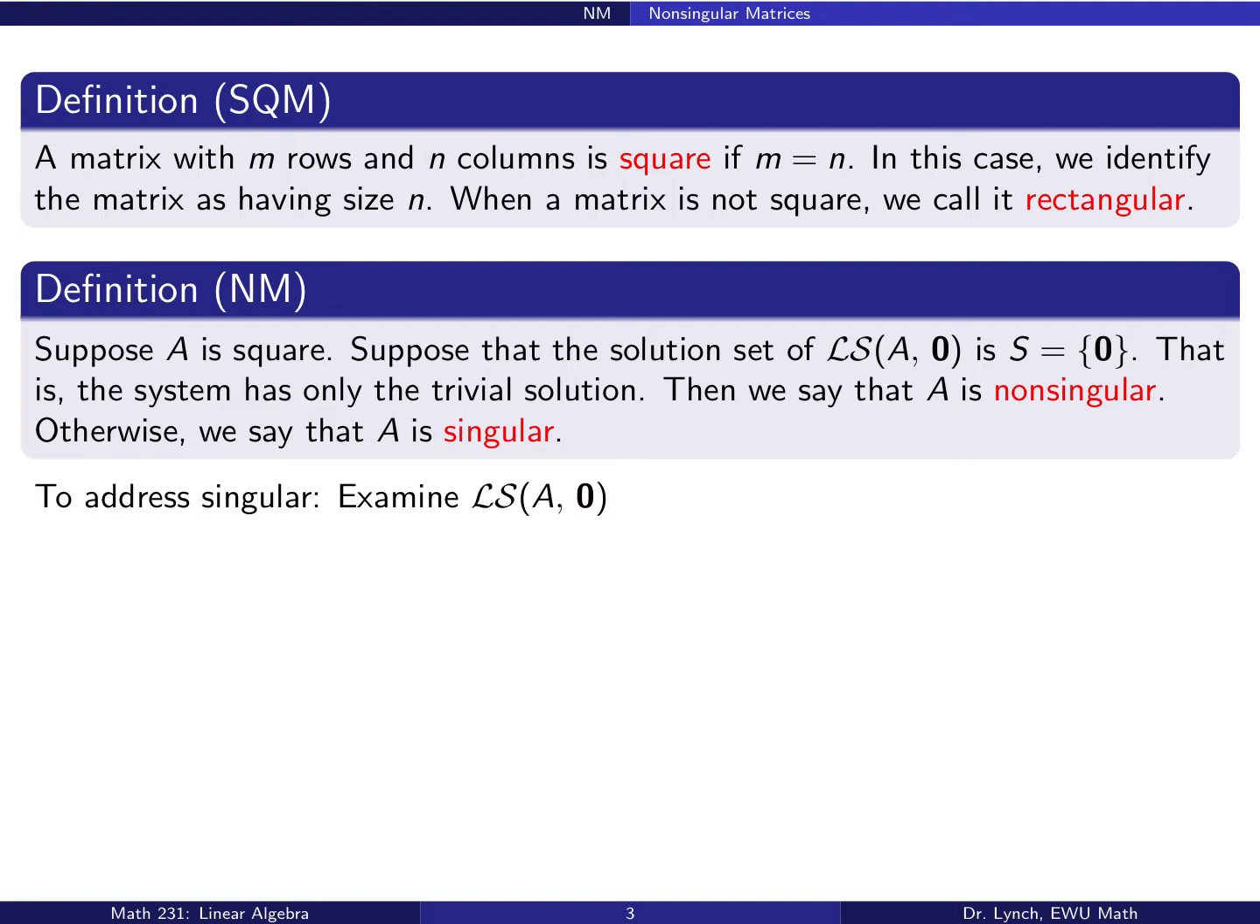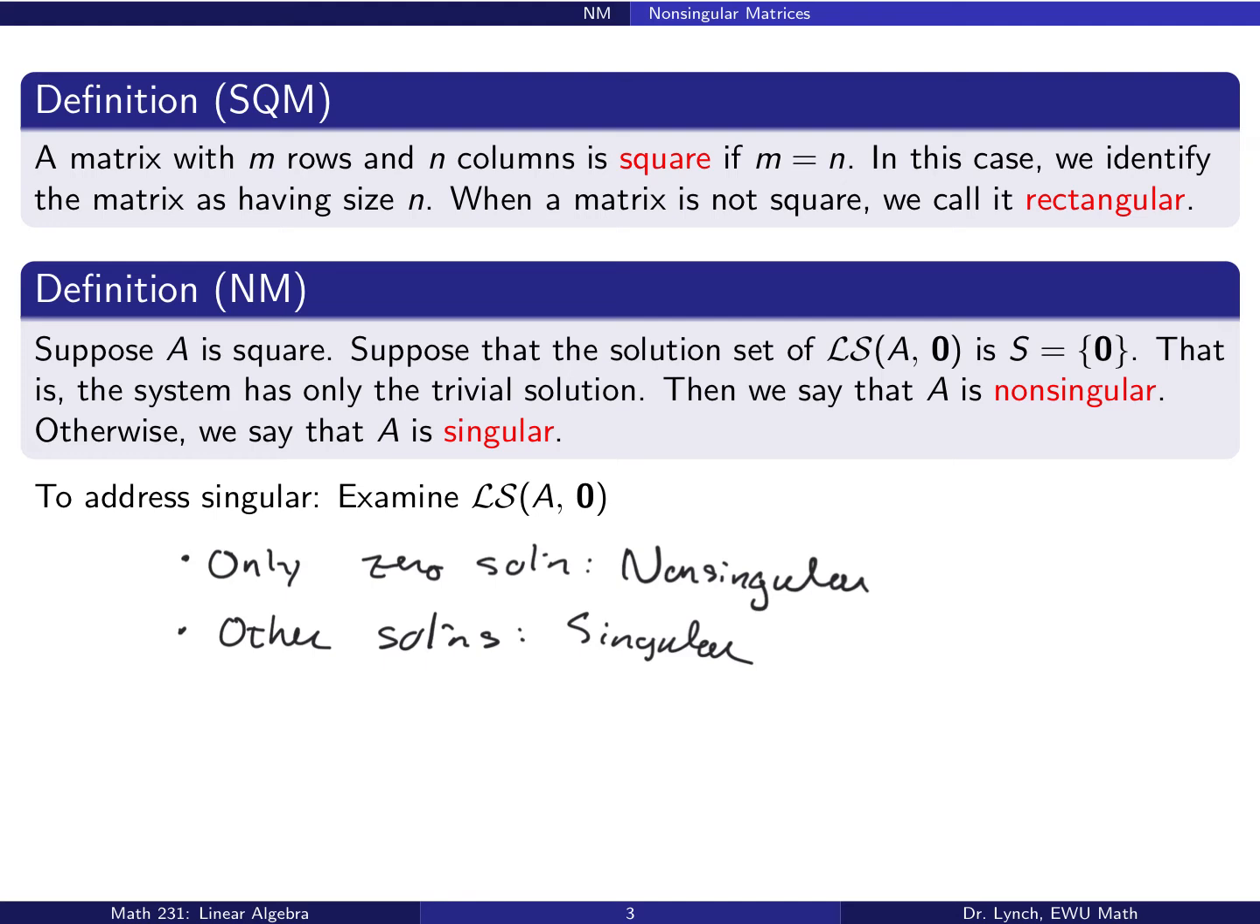Okay, so here's a take-home message. To address the question of singular, we'll have a look at the corresponding homogeneous linear system. Okay, we know that a homogeneous linear system always has a zero solution. If that's the only solution, our matrix is non-singular. If there are other solutions, our matrix is singular. So a couple of examples.